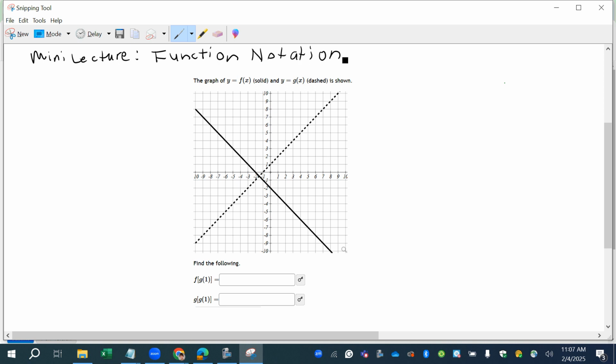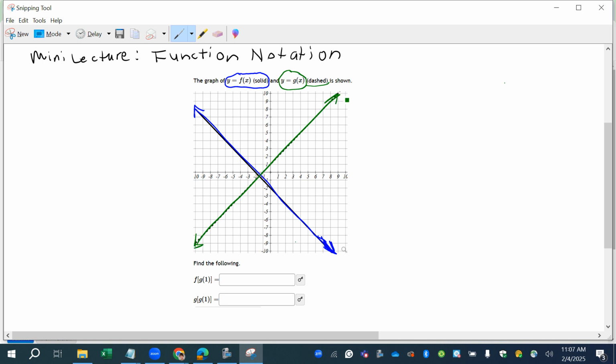So let's begin. First, I want to read what it says in the presentation of the problem. It says the graph of y equals f of x, which is our solid line. Okay, so I'm going to just use blue for that. I like to color code. So we're going to be referring to the blue line when we want to talk about the function f, right? And then it says, and y equals g of x, which is the dashed line, okay? So that is here.